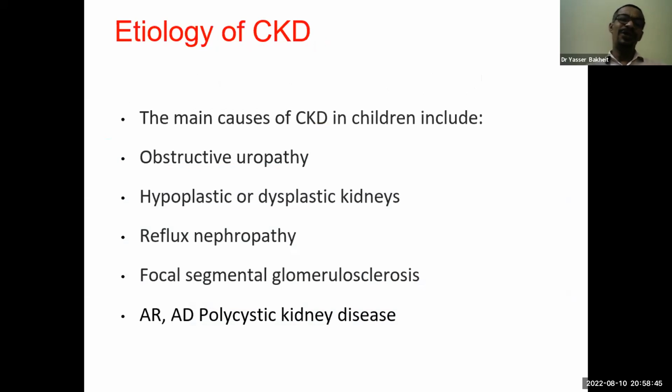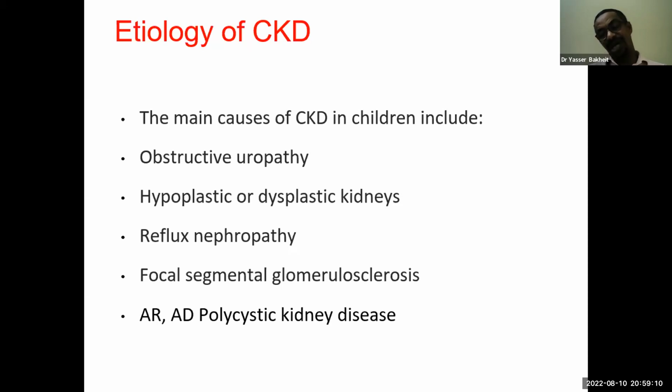The etiology of chronic kidney disease: the main causes of chronic kidney disease in children are obstructive uropathy, hypoplastic or dysplastic kidney disease, reflux nephropathy and focal segmental glomerulosclerosis, and autosomal recessive or dominant polycystic kidney disease.